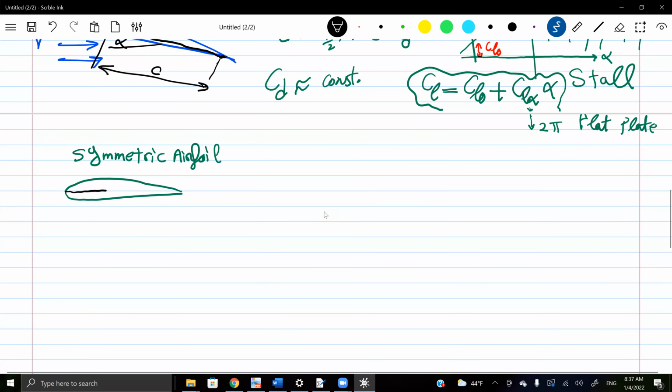So the chord line, or the line that connects the two edges, is always the line that connects the leading and trailing edges, all right? Now it coincides with a curve that separates the upper half of the thickness of the airfoil and the lower half. So the airfoil is symmetric around its chord line.